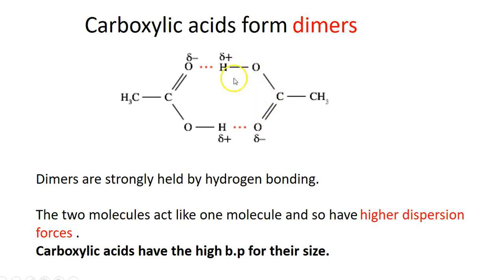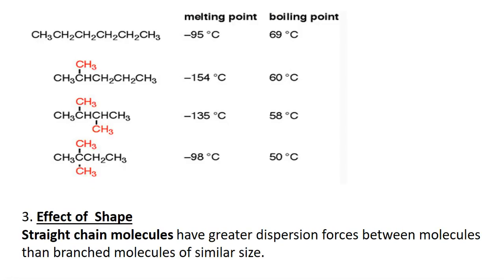carboxylic acid. Because they've got the two ends like this, they can form hydrogen bonds twice between them, which means that these two molecules are basically held together as if they're one giant molecule. So they can act as if they've got a really large amount of dispersion forces. So carboxylic acids, as we saw in the previous slide, have a really high boiling point for their size.